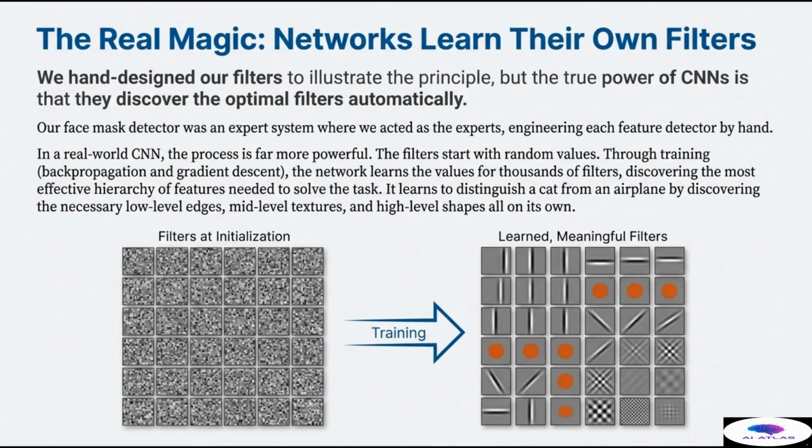For instance, if its task is to distinguish a cat from an airplane, the network doesn't need to be told to look for fur or wings. It spontaneously discovers that the most predictive low-level edges, mid-level textures, and high-level shapes are the ones that must be learned. The image on the right shows learned, meaningful filters, which have converged on optimal representations like edges, color blobs, and gradients, ready to power high-accuracy classification.